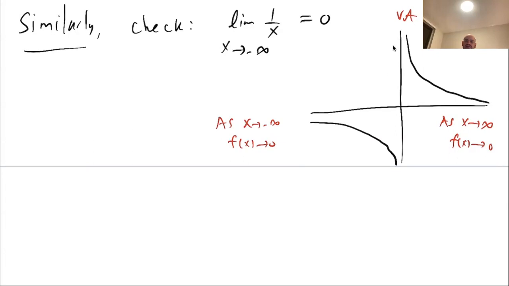And so that's why y equals 0 here is called a horizontal asymptote. Horizontal because it's a horizontal line, and asymptote because the graph gets closer and closer to that line, but it will never touch it.